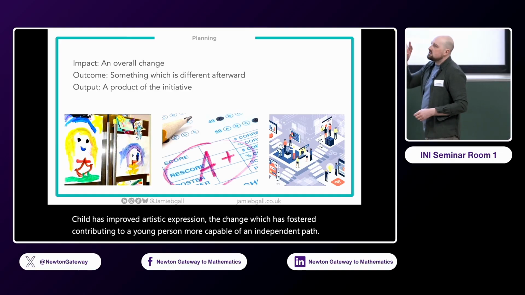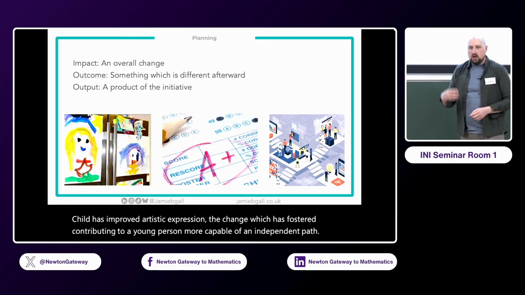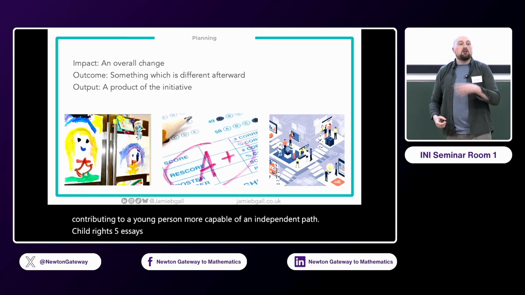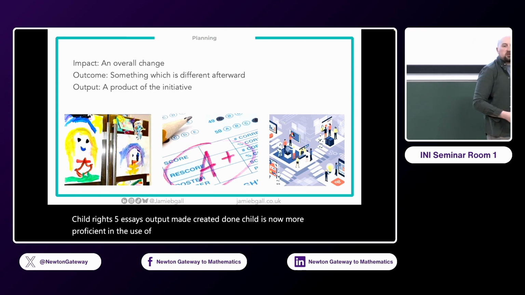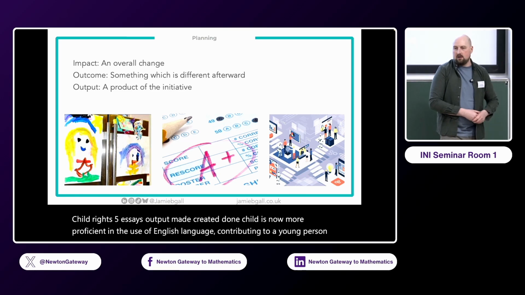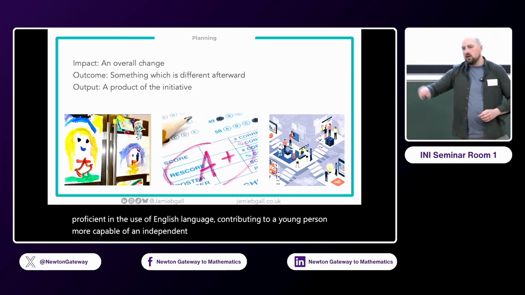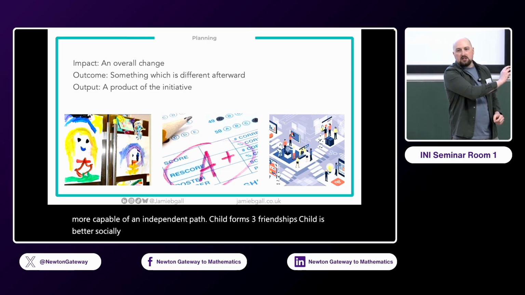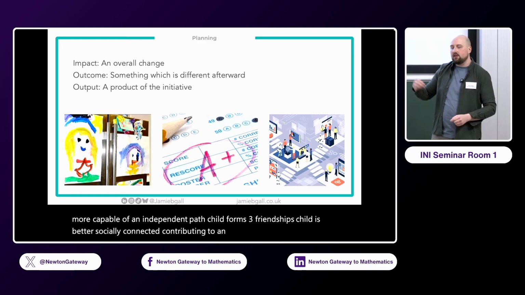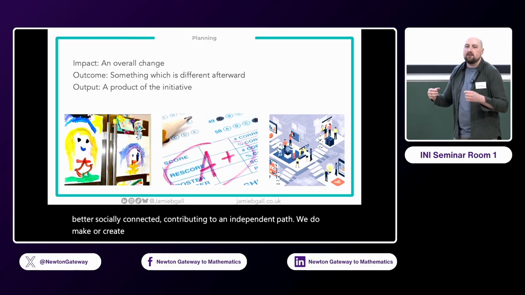Child writes 5 essays. Output: made, created, done. Child is now more proficient in the use of English language, contributing to a young person more capable of an independent path. Child forms 3 friendships. Child is better socially connected, contributing to an independent path. We do make or create things which cause changes which have a cumulative effect.